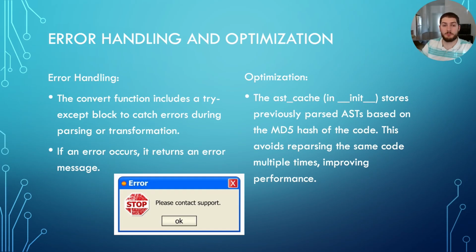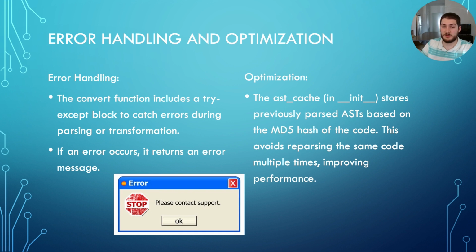Our program incorporates mechanisms for both error handling and optimization, which are crucial for its robustness and efficiency. In error handling, the convert function includes a try and except block. If an exception is caught in the try, the except block is executed, allowing the program to handle the error gracefully instead of crashing abruptly. In our program, if any error occurs during the parsing, the analysis, or the transformation, the except block will catch the corresponding exception. The program then returns an ideally informative error message to the user.